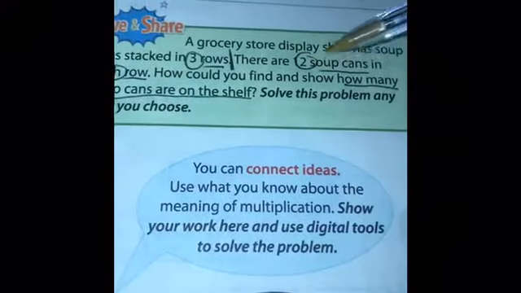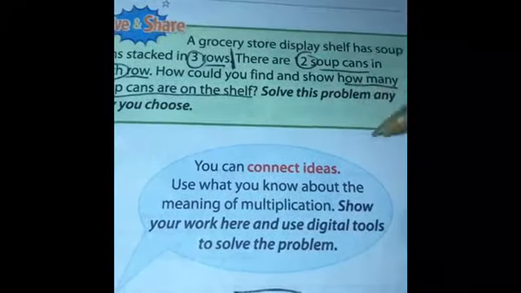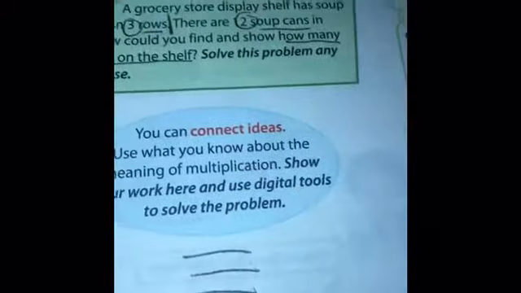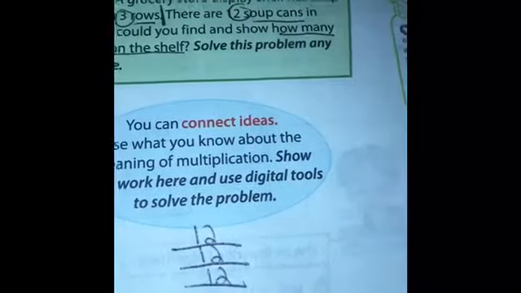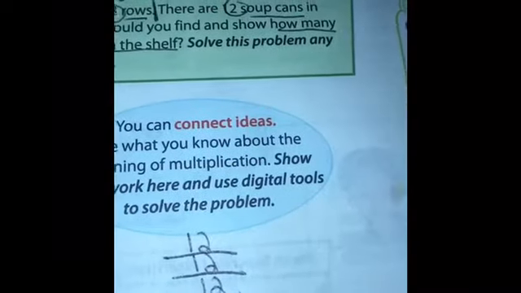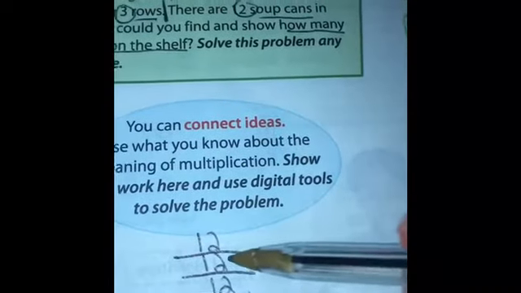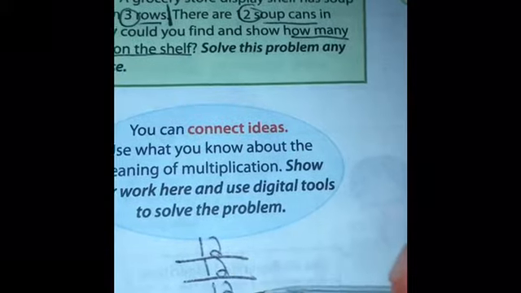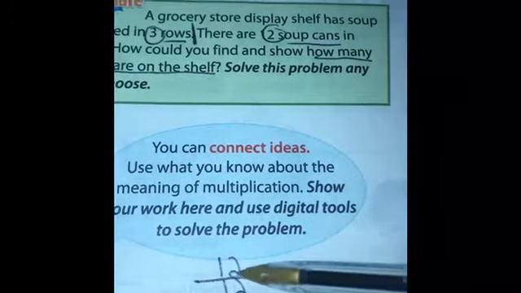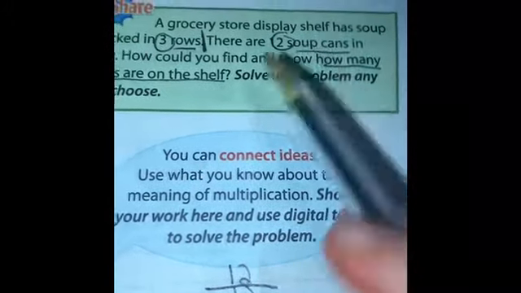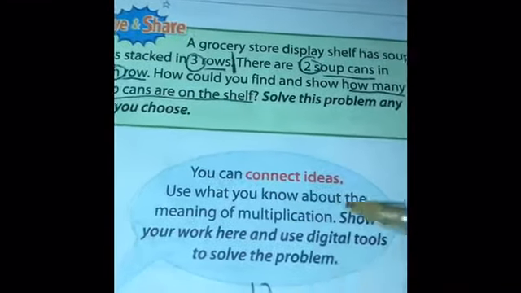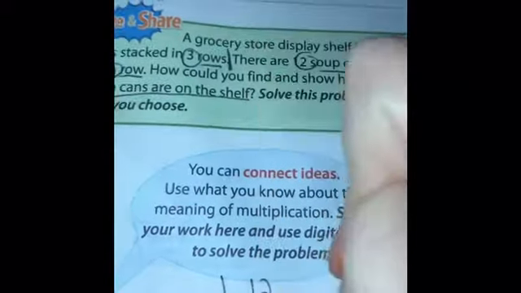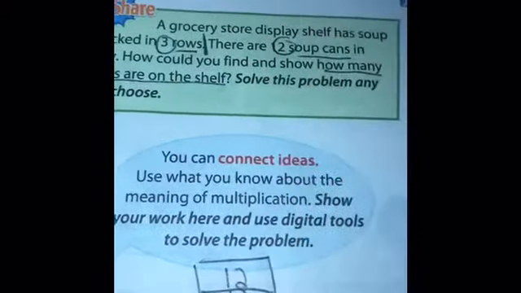There are 12 soup cans in each row. So on each row we have 12 soup cans. Now, this sounds very familiar because it's something that we already covered. Now, we see 12 repeated 3 times. So, that could be repeated addition. Let's read the question. How many soup cans are there on the shelf?